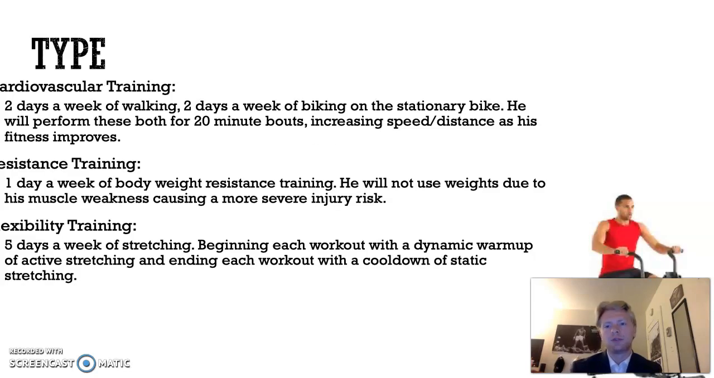For the type of training, we'll do cardiovascular 2 days a week of walking, 2 days a week of biking, for 20 minutes each. Resistance training, he'll do 1 day a week of full body training with body weight lifting. He won't use any weights because of his muscle weakness. And then for flexibility, he'll do stretching every day with a warm-up and cool-down.